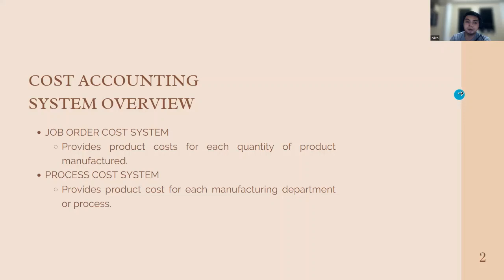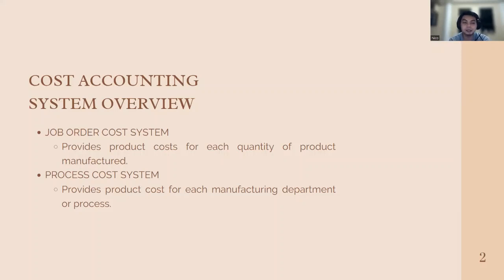So this process cost system provides the product cost of each manufacturing department or process. Examples of process cost systems include oil refineries, paper producers, chemical processors, and food processors. We will not dig deeper into this type of cost system since it will be reported by the next group. So we'll focus on the job order cost system.